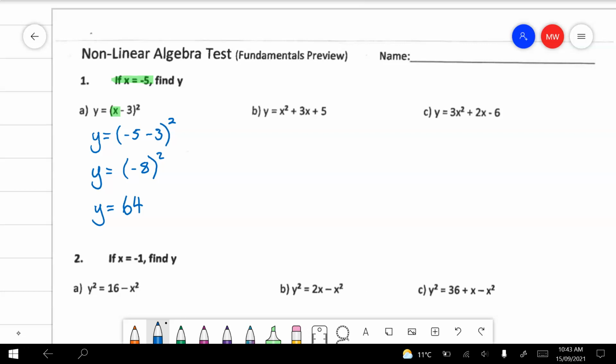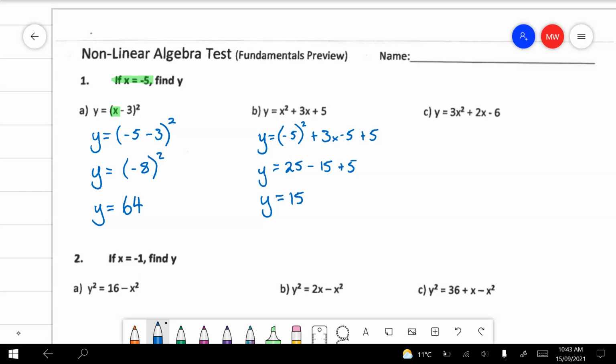Second example, we've got a few x's to replace here. So y will be minus 5 squared, again in brackets, plus 3 times minus 5 plus 5. Simplify this a little. So minus 5 squared will give you 25. 3 times minus 5 gives minus 15. And then we're adding 5 back onto the end. So y will be 25 minus 15 gives you 10. And then 10 plus 5 gives you 15 as your final answer.